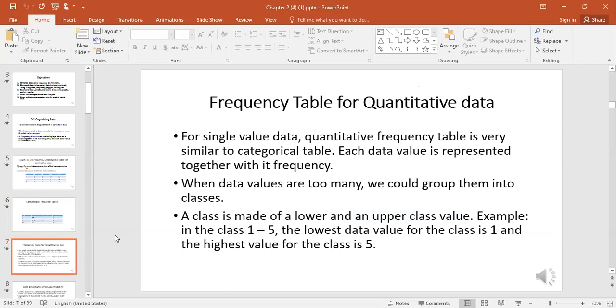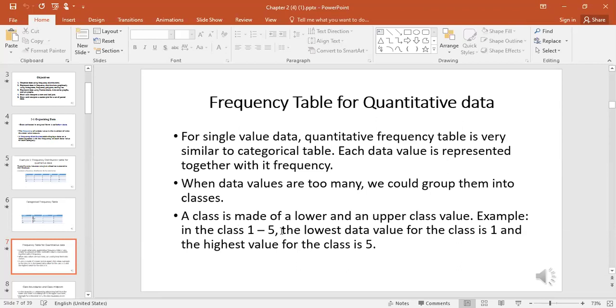So when we have single values for numbers, we can do the same work as we did for the blood type. But when we have too many values, we can decide to group them into classes. A class will be like saying 1 to 5, 6 to 10, 11 to 15, in order to group the data and to reduce the number of categories. We will now simplify it by making a grouped frequency distribution table.